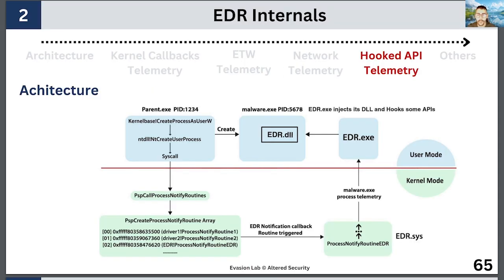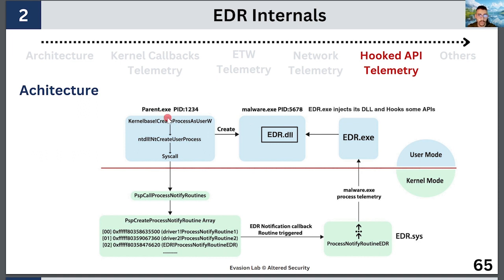This diagram illustrates how an endpoint detection and response (EDR) solution monitors process creation and injects its DLL to perform API hooking for deeper monitoring. The flow starts with a parent process, parent.exe with PID 1234, which creates a new process, malware.exe. The process creation follows these steps.